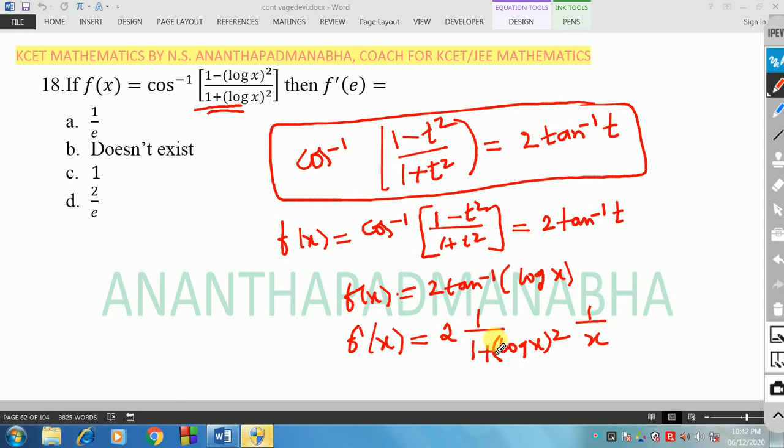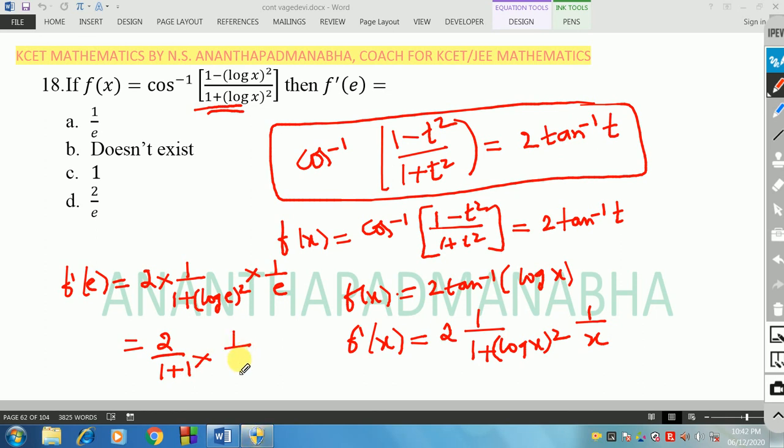Now I have to find f dash of e. I write here f dash of e is equal to 2 into 1 by (1 plus log e whole square) into 1 by e. So log e is 1, therefore I have 2 divided by (1 plus 1) into 1 by e. So the 2 by 2 cancels, and we are left with 1 by e, which is in option A. So option A is the right answer.